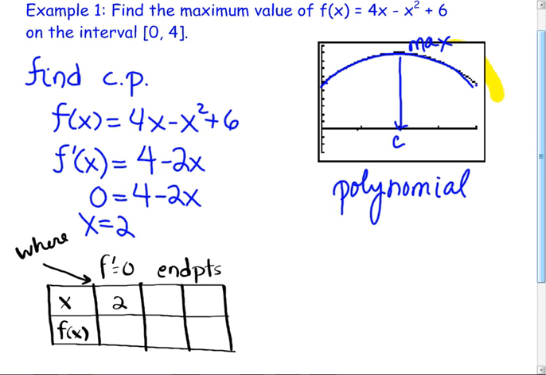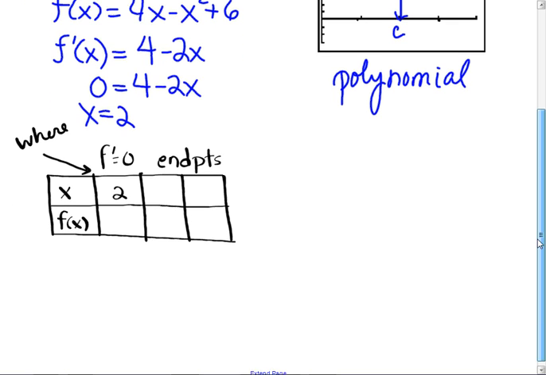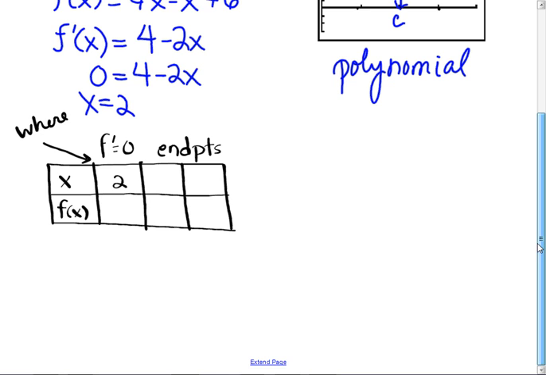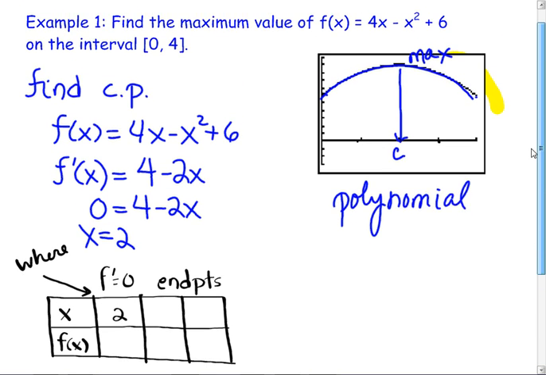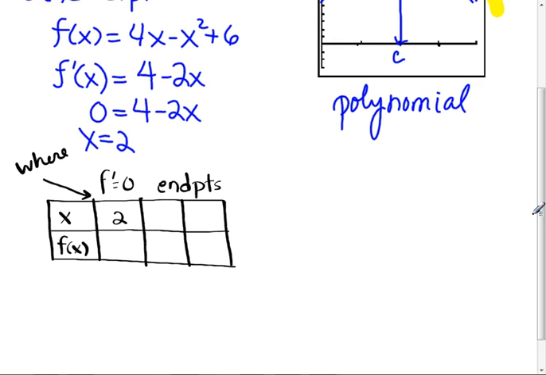1, 2, 3. No. It must have been a 2. Find out. And where are the endpoints on this? 0 and 4. Okay. So now, do I evaluate the derivative there or do I evaluate the function? I want to know when the function is at its maximum. So you just evaluate the function.